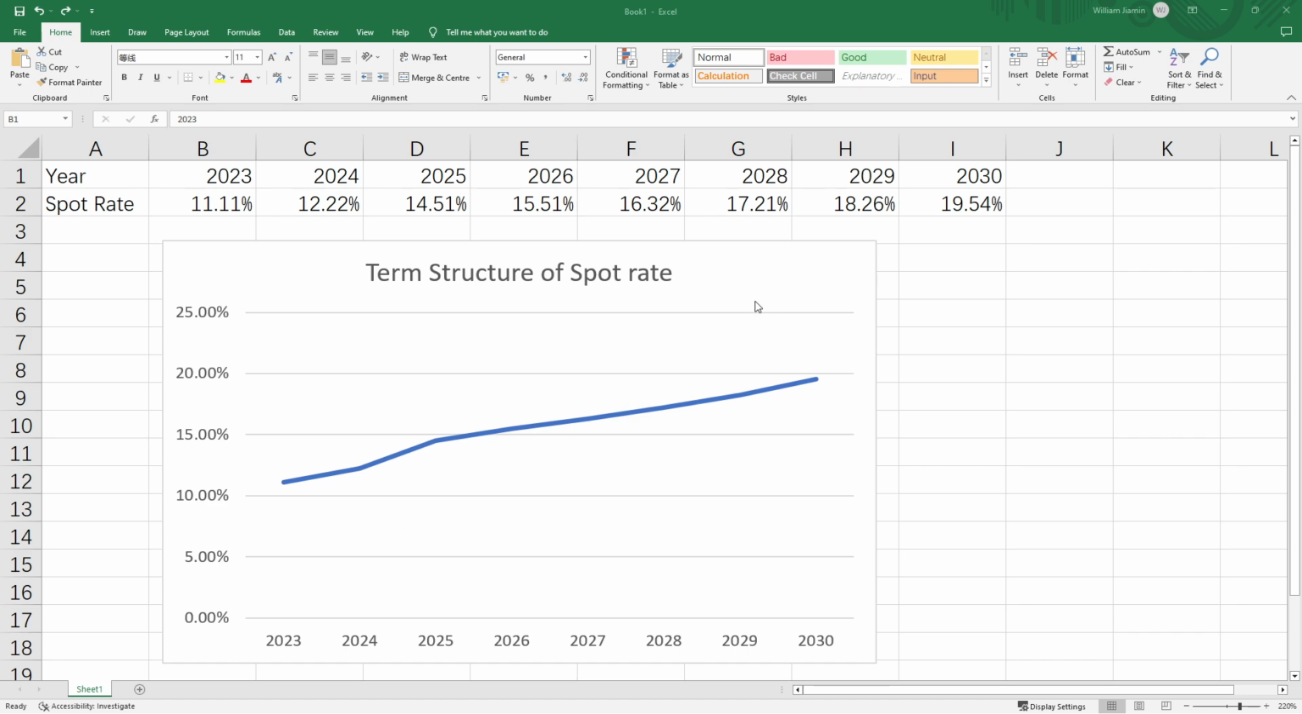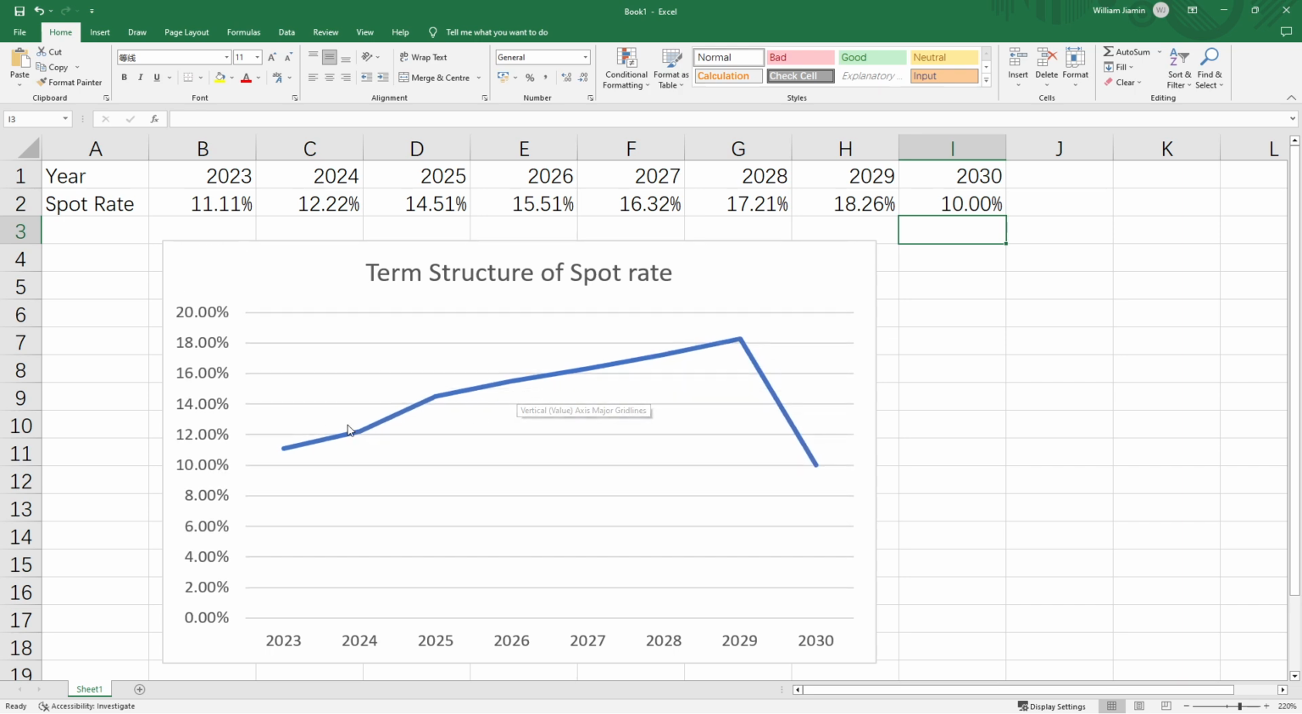Okay, and of course the term structure of spot rates does not necessarily look this way, because I just input all sorts of dummy data here. You might get some curved structure. For example, if I change that to 10%, you might get this kind of term structure. It does happen in real life, so you need to be aware of that.